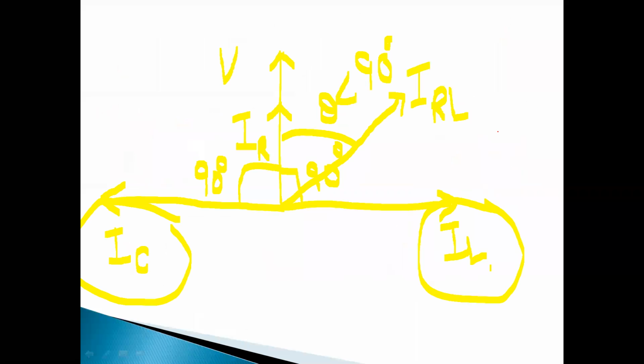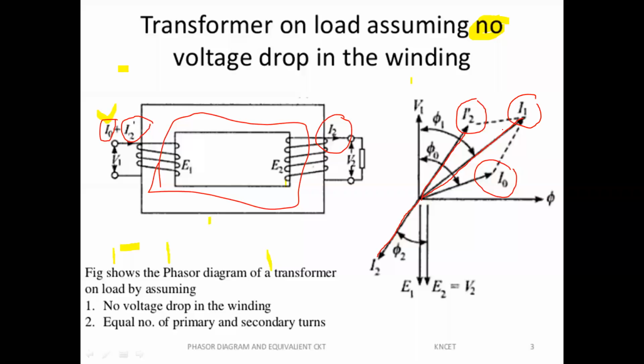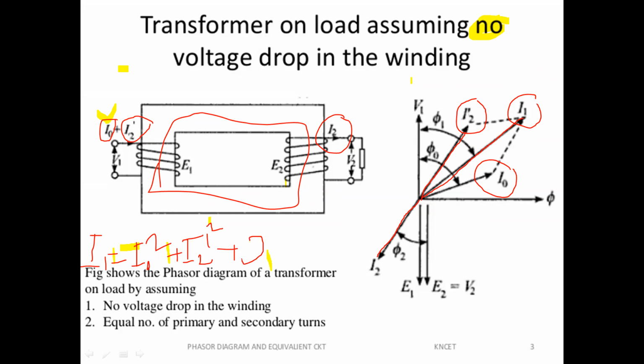So this vector sum equation is I1 equals the square root of I0 square plus I2 dash square plus 2 I0 I2 dash cos of the angle between these two, by the parallelogram law.